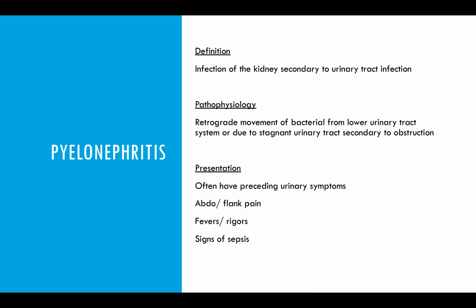So patients will often have preceding urinary symptoms, burning, stinging, frequency, maybe fevers, and then they'll often get abdominal or flank pain, and they can get fevers, they can get really significant rigors. So they might have those rigors that we spoke about earlier, the shaking that lasts for up to an hour, and they can have signs of sepsis.